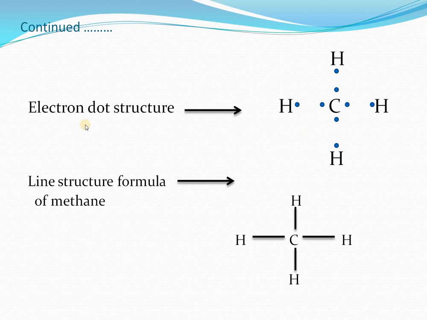The electron dot structure of methane is like this one. The line structure formula of methane shows that between the carbon and hydrogen there are 4 single lines. These 4 single lines indicate that between the carbon and hydrogen a single covalent bond is formed, and in methane there are 4 single covalent bonds between carbon and hydrogen.